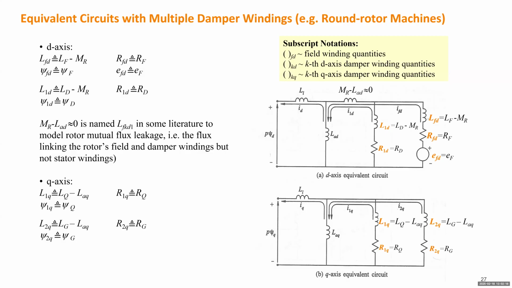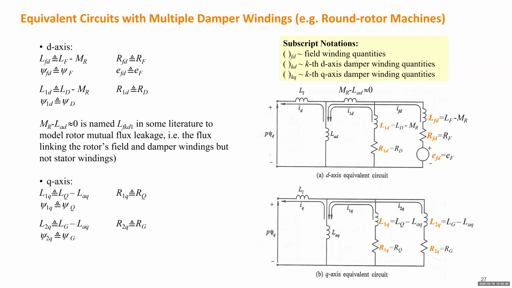From this equation, this value is exactly RD, exactly the resistance in the damper winding. But L1D is not LD. Although it's related to the damper winding, it's not the self-inductance of the damper winding. It's actually the self-inductance of the damper winding minus this MR. What is this MR?